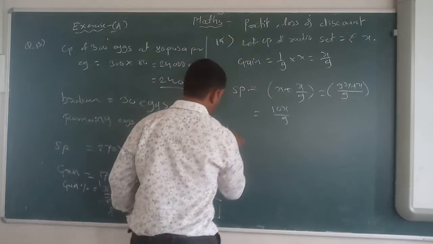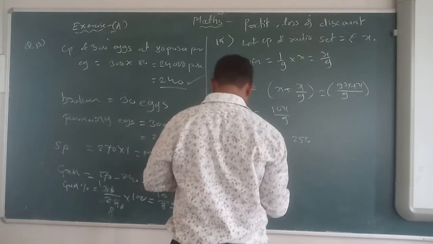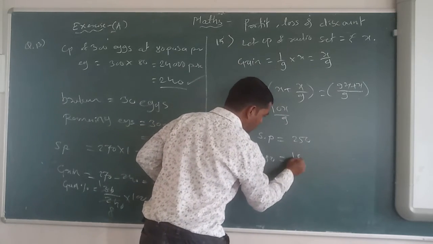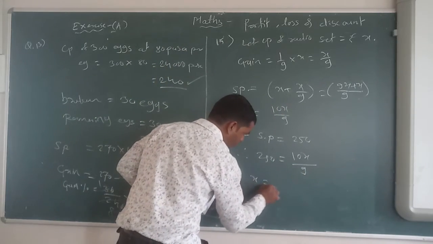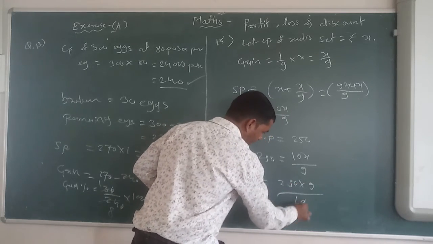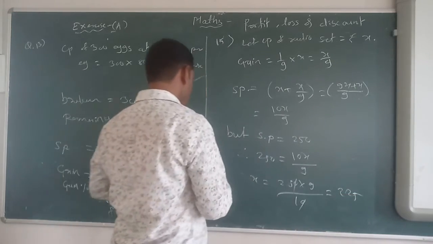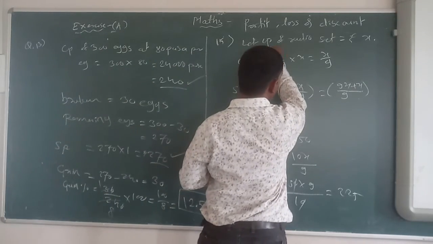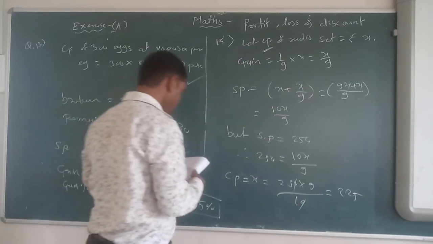But here the SP of the radio set is given. SP is 250. Therefore, 250 is equal to 10x upon 9. So we can find x is equal to 250 into 9 upon 10, which is 225. So the CP we assumed is x, equal to 225.